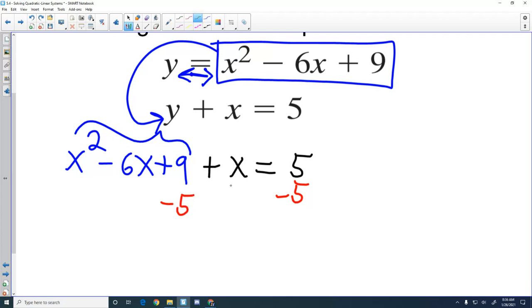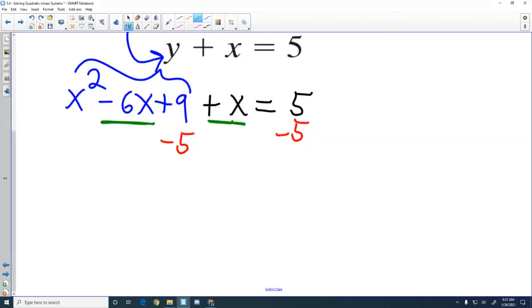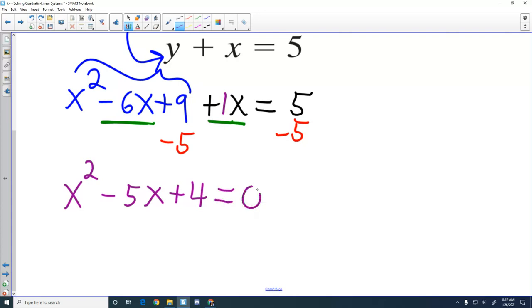So that's one thing I can do. And also, I've got some like terms now. See how there's a plus 1x here and a negative 6x? Those are both like terms. I can combine them and write that as simply a negative 5x. So our new equation, after setting it equal to 0, will be x squared, that term didn't change, but a negative 6x plus 1x gives us negative 5x. And then 9 minus 5 is 4. So plus 4, and this will now be equal to 0.